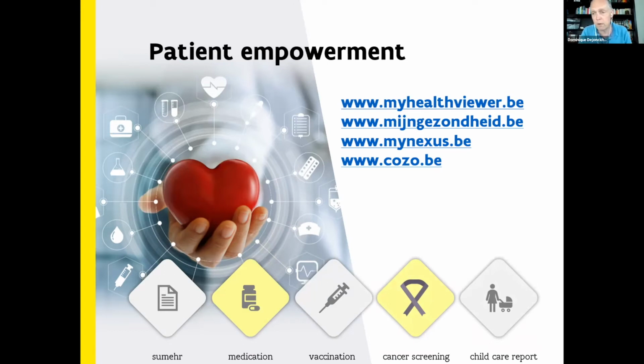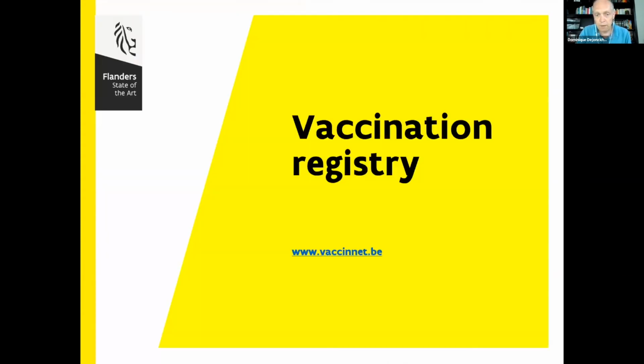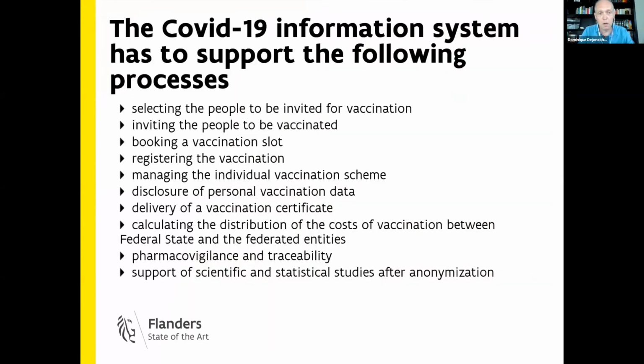Like we have in Vitalink: the summarized electronic health record, medication data, vaccination data, results of cancer screenings, and child welfare reports that we share from within the first line care with second line care and other healthcare professionals, and with the patients. If I can go into detail about the vaccination registration, well, it's a whole process. We have to select people to be invited for their vaccination.